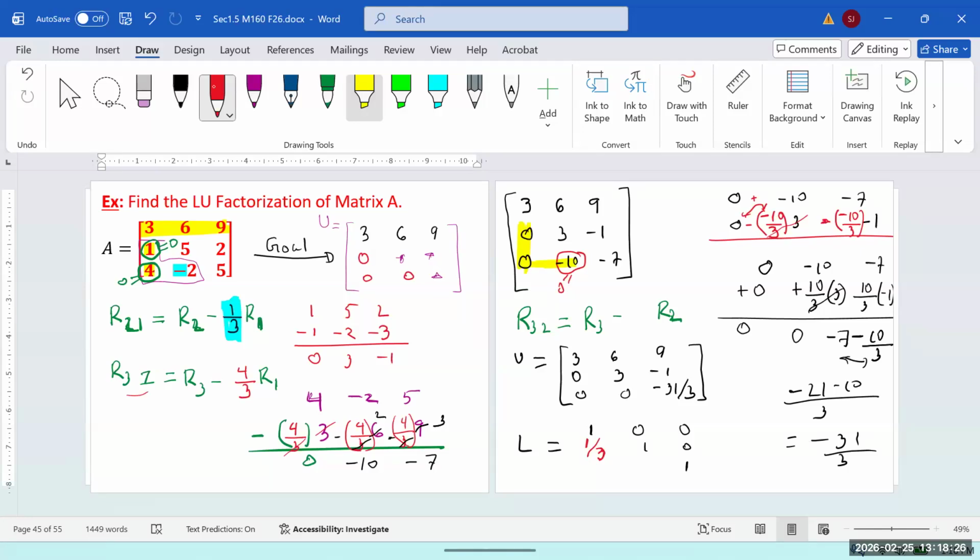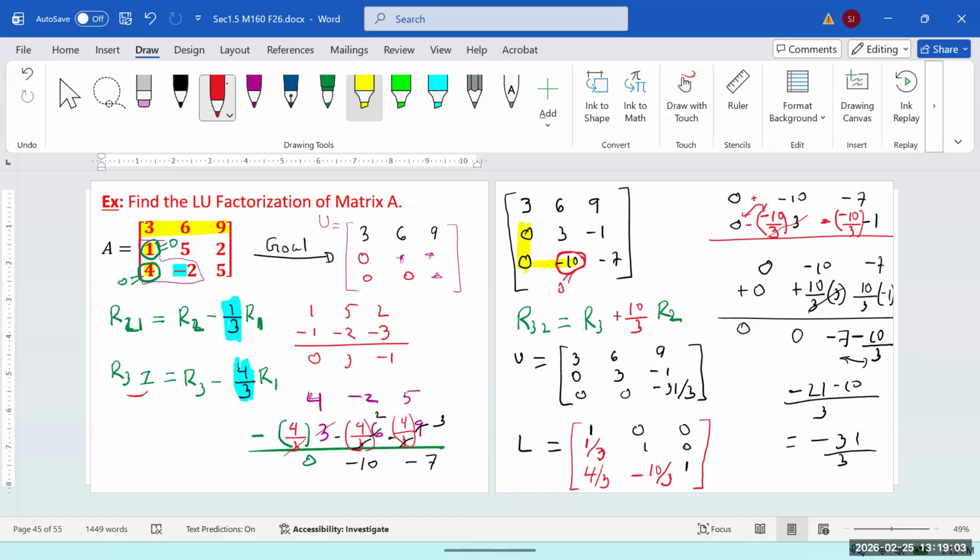Now to get to the 3-1 position, we used negative 4/3. So that means in this position, we are going to write positive 4/3. And then lastly, in 3-2 position, what did you do? We added 10/3. So we are going to write negative 10/3. And this is our lower matrix.